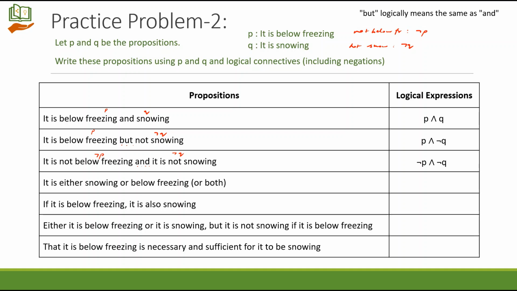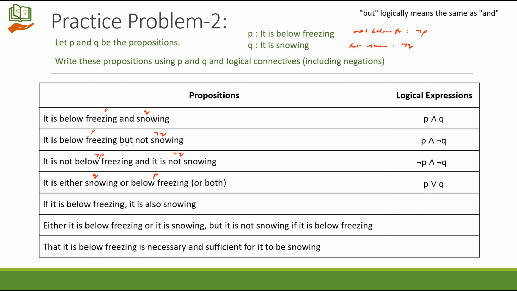What about the next one? It is either snowing or below freezing or both. You can have either or, like either the first one is happening or the second one is happening, or even both can happen. This is definitely disjunction. So snowing is actually Q. Below freezing is actually P. When you translate in this way, it is Q or P. But regarding disjunction, whether it is P or Q or Q or P, both are going to be the same. So in that way, we can just keep it as P disjunction Q.